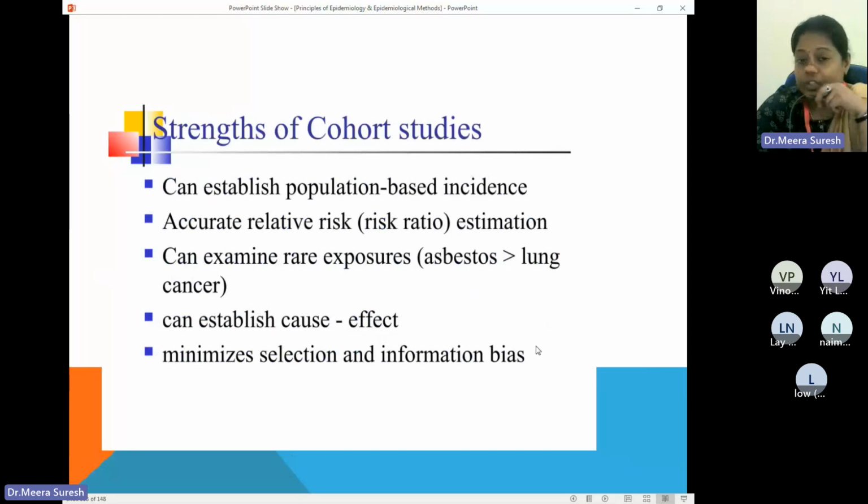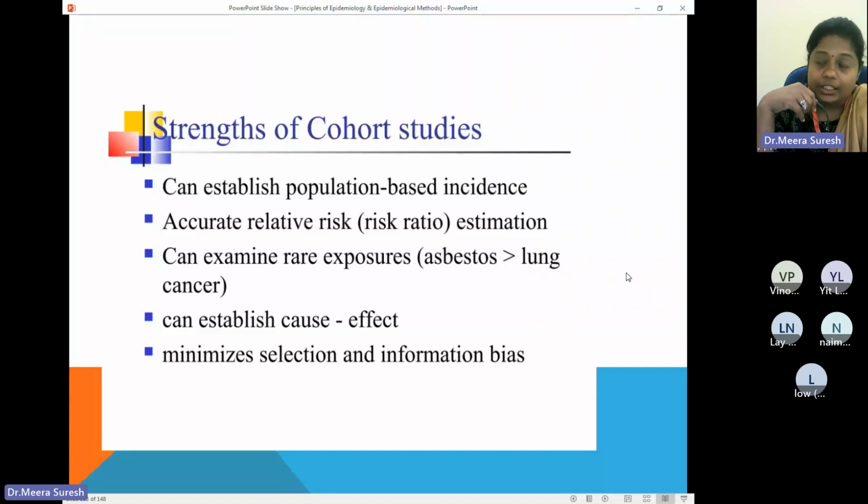And what are the advantages or strengths of a cohort study? As we already told, we are going to get the incidence, we are going to get the risk ratio, and here we can examine rare exposures, especially in a retrospective study, when we know that the group of people who were exposed to that particular exposure is very small. We can examine that, and we can also examine a large number of outcomes.